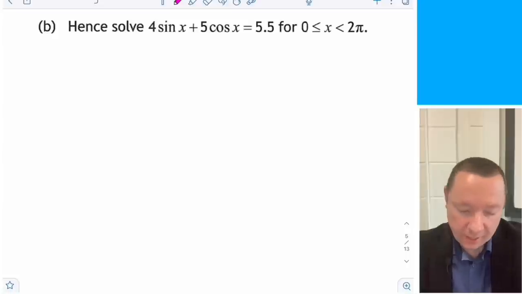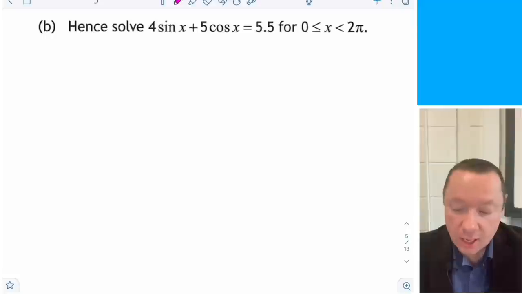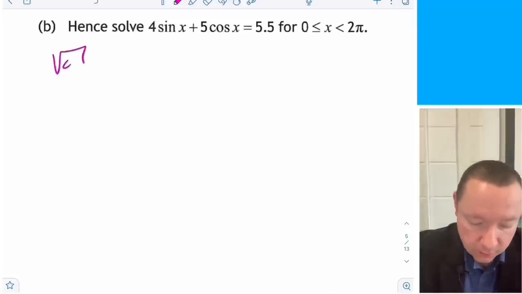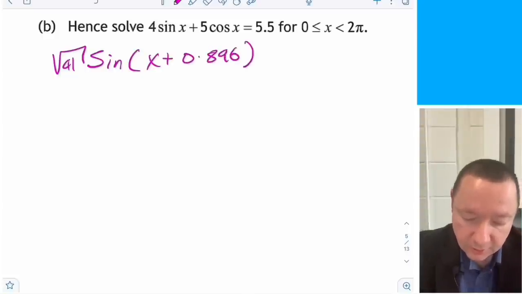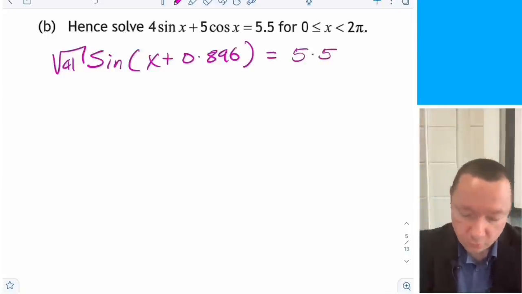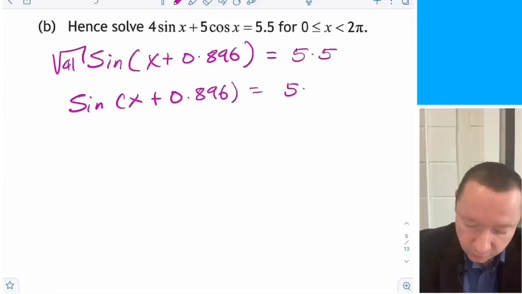Question 3b, hence solve 4 sine x plus 5 cos x equals 5.5 for x between 0 and 2 pi. So we've already worked out what we've got, root 41 sine of x plus 0.896. That's our left hand side, and that equals 5.5. So we can divide through by root 41, so that the sine of our angle x plus 0.896 is just 5.5 over the square root of 41.